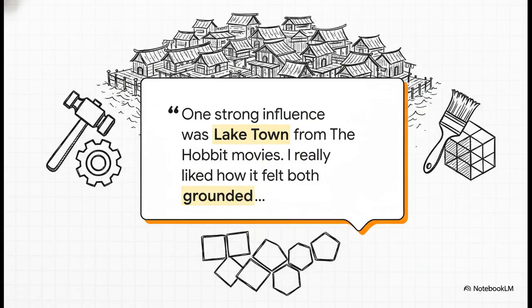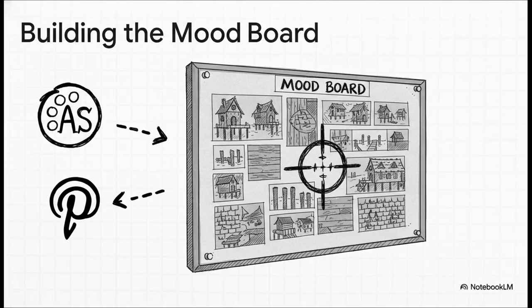So to take that vibe and make it something concrete, it was time to build a mood board. Pulling images from places like ArtStation and Pinterest, and then using a tool to organize them all. This isn't just about grabbing a bunch of cool pictures. It's about creating a visual blueprint, a clear target that you can always refer back to, to make sure every decision you make is pushing you in the right direction.